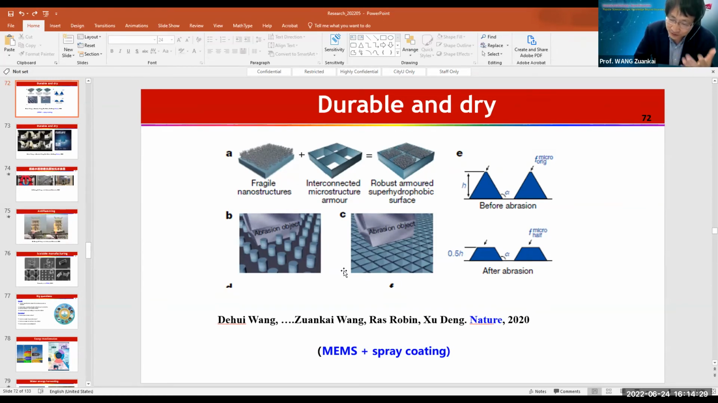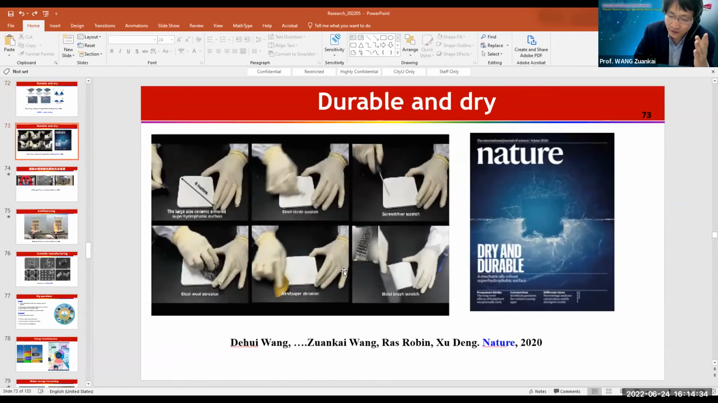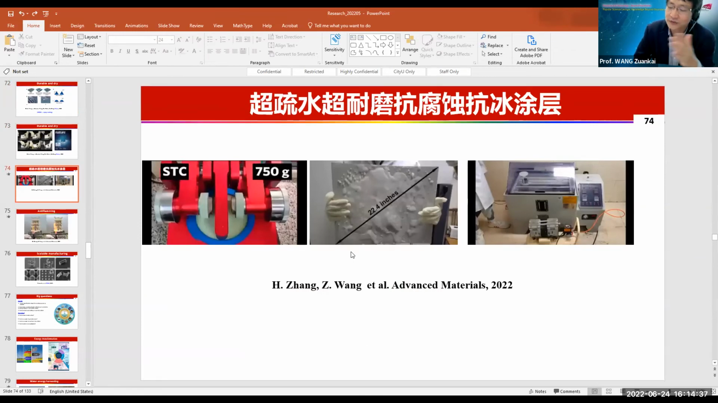This design is beautiful, but not very easy for large scale manufacturing. So recently we designed a material using a three-layer coating. The structure is very similar. The top layer is for water repellence, the bottom layer is for adhesion, and we also have a transition layer between the top layer and the bottom layer. The material is polymer, very commercialized, but we have some particles with different functions.